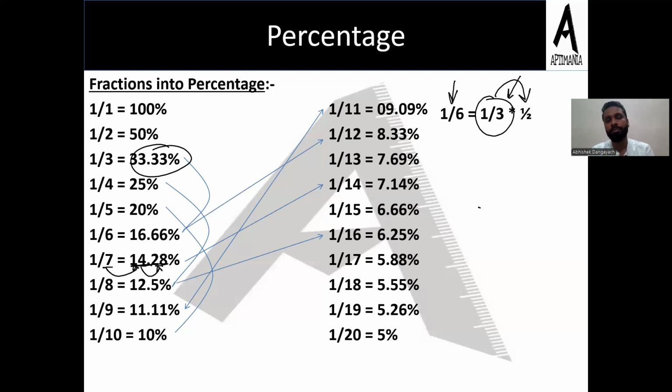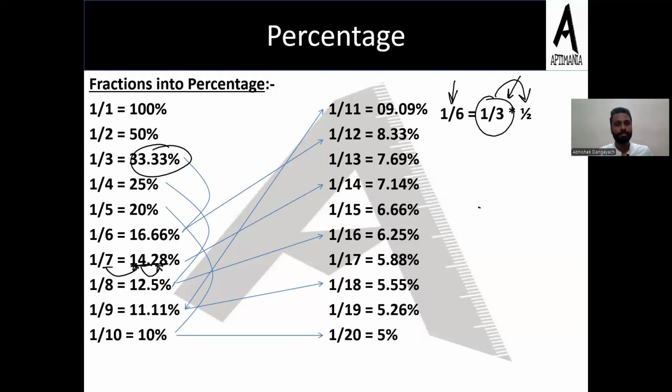1 by 17, it's a prime number. Have to learn this value. 1 by 18 is half of 1 by 9. 11 का half होता है 5.5. So it's 11 on repeat, it should be 5.5 on repeat. 1 by 19, it's a prime number. Have to learn this value. 1 by 20 is half of 1 by 10, that is 5%. I hope now the values are easier to learn.